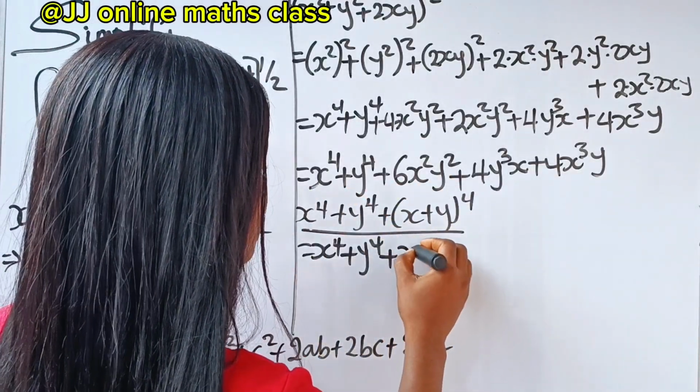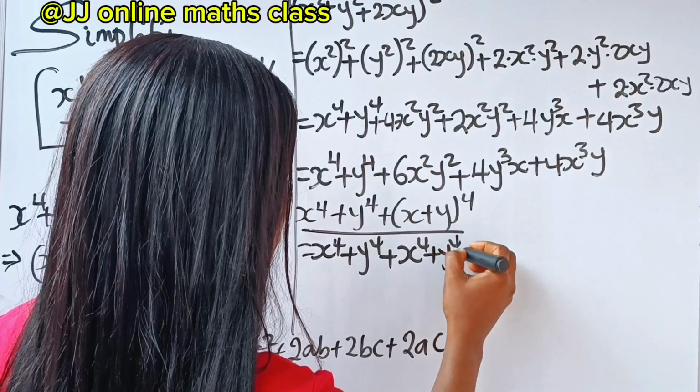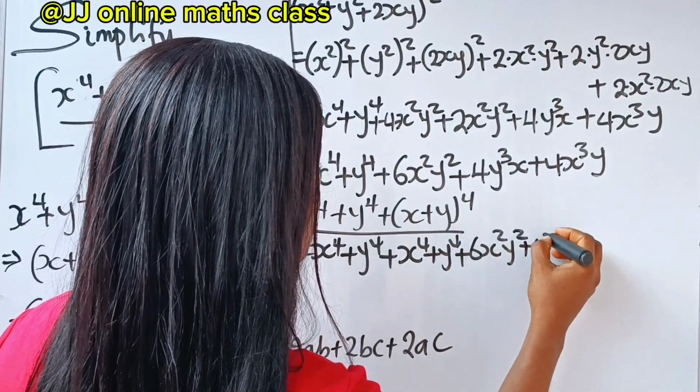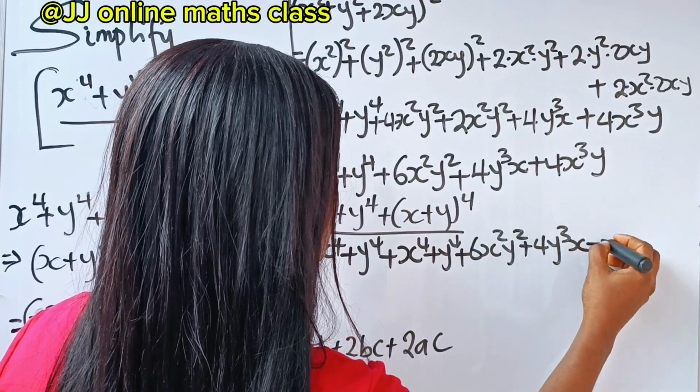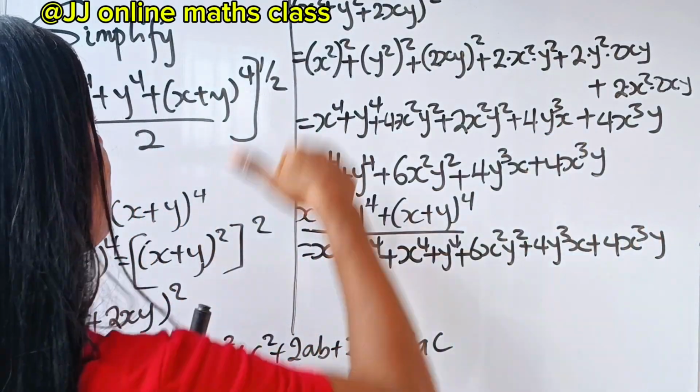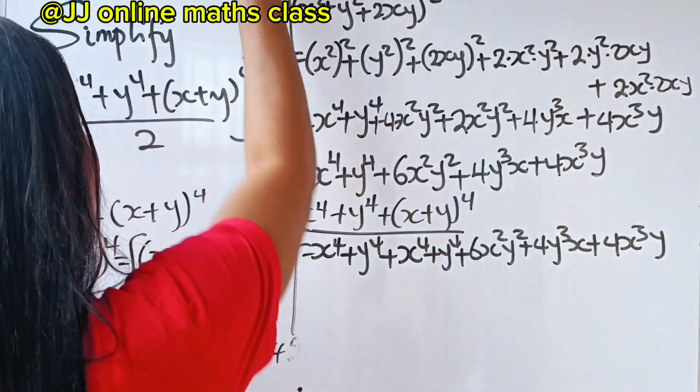So it's going to be plus x to the power of 4 plus y to the power of 4 plus 6x squared y squared plus 4y cubed x plus 4x cubed y. All right, so we continue.